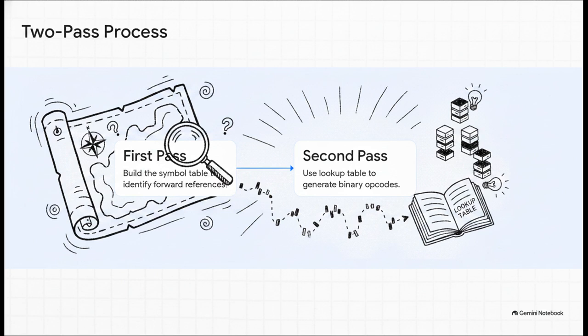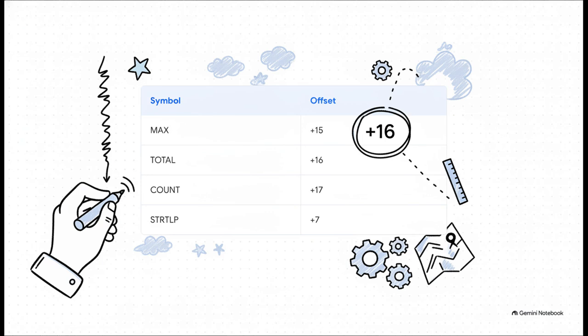Step 1 is the first pass, where it just reads the code to build a symbol table and find those forward references. Once the map is drawn, step 2 is the second pass, reading the code again to generate the actual binary opcodes using a lookup table. Let's zoom in on that first step.